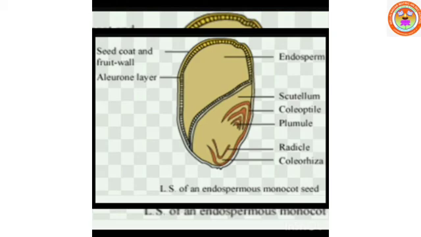The embryo contains one shield-shaped cotyledon called scutellum. The embryonic axis contains the plumule protected by coleoptile. The radicle is protected by coleorhiza. The growing embryo obtains food from the nutritive tissue called endosperm with the help of the epithelium.